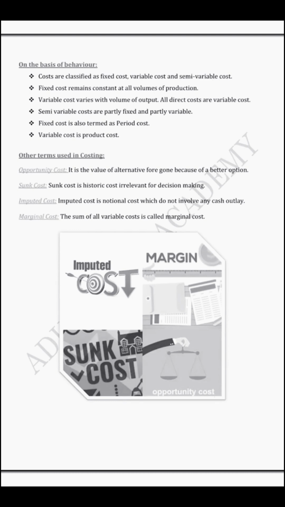Then the marginal cost. The sum of all variable costs is called marginal cost. These 4 terms are what you commonly use in cost accounting, and that's why I have just mentioned them there.